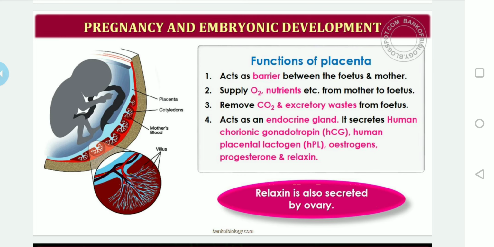Remember, in the later stage of pregnancy, the name of the hormone, as I said, is relaxin. Relaxin is very important because it is also secreted by the ovary. Increased production of these hormones will support fetal growth, metabolic changes in the mother, and also maintain the pregnancy. That's why relaxin plays a very important role during pregnancy. I hope you can identify the left side diagram also, the placenta, how it is connected with the mother's blood and the villi.